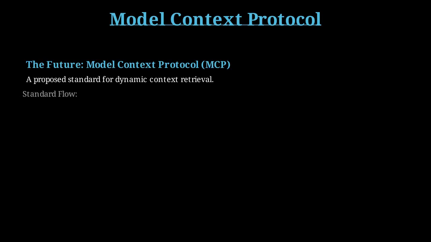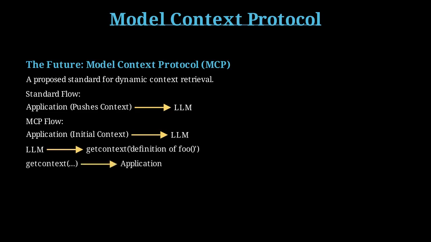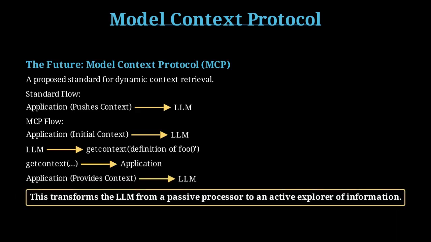It proposes a new, standardized way for models and applications to communicate about context. Instead of the application always pushing context to the model, MCP would allow the model to pull context on demand. Imagine an agent is analyzing a huge repository of code. It might realize it needs to see the definition of a function in another file. With MCP, instead of hallucinating, it could emit a special getContext call, asking the hosting application to provide that specific piece of information. This would allow models to dynamically explore vast amounts of context, far beyond their fixed window size.